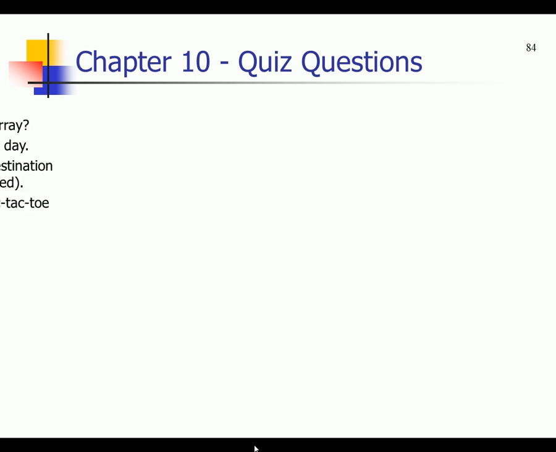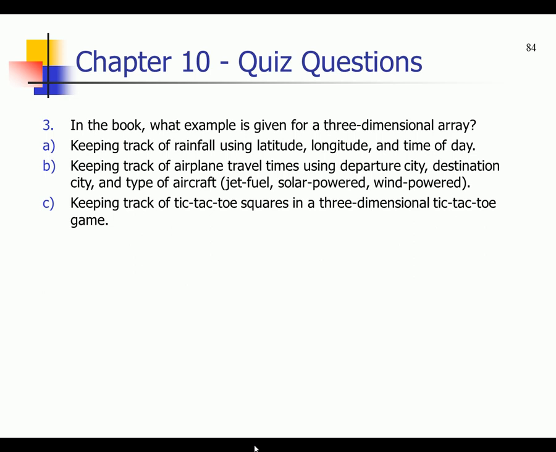All right, I think one more. In the book, the example is given for a three-dimensional array, keeping track of rainfall. I don't remember. I went through it. Rainfall, airline travel time. Does anyone remember? I don't remember.